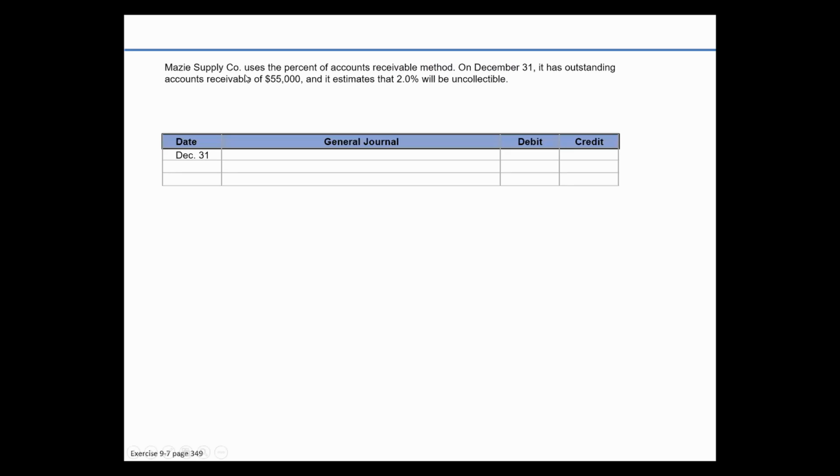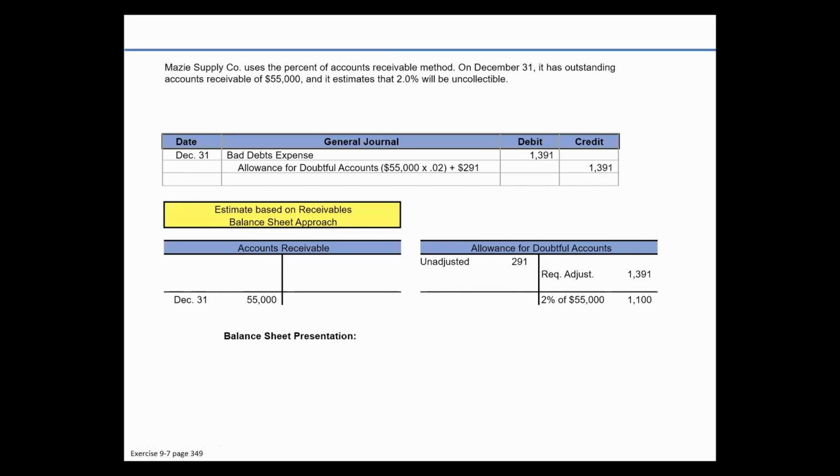So then on December 31st, then what we have to do is, we had an outstanding accounts receivable balance of 55,000 and estimate that 2% is uncollectible, but it had a debit balance. So it's the same thing. They're showing you if it had a debit balance, so then you would add 291 to 1,100, and so you would get that you have to have a required adjustment credit of 1,391 in order to make this equal 1,100. So if it already had a debit balance, that's what you'd have to do. You'd add, otherwise you'd subtract if it had a credit balance.